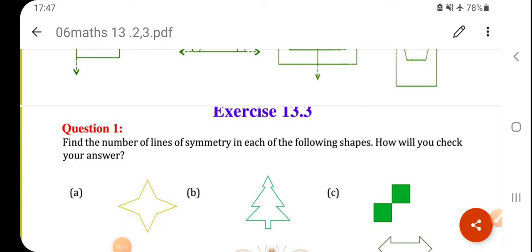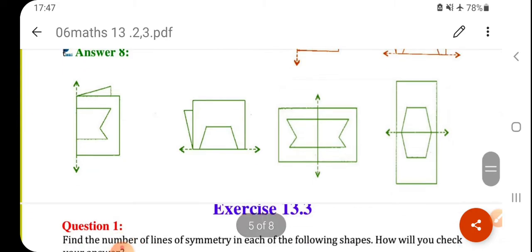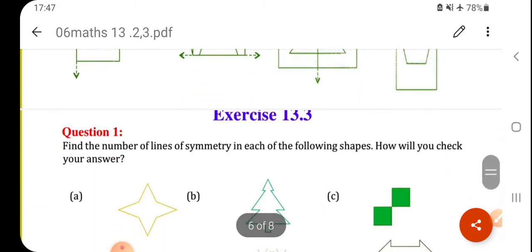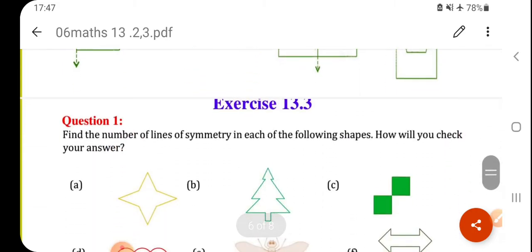Exercise 13.3, last exercise of this chapter. Okay, symmetry. First question, find the number of lines of symmetry in each of the following shapes.